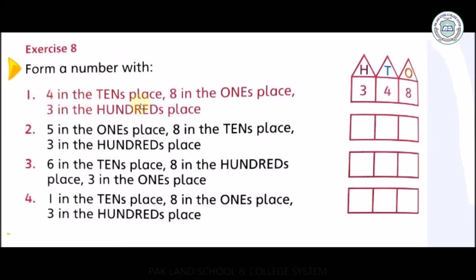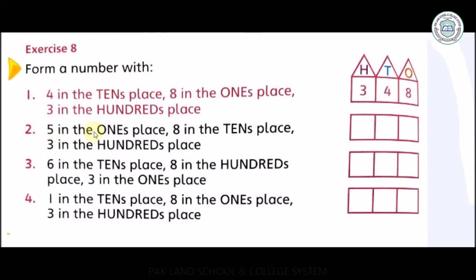4 we have written in the tens place. So we have to write 4 in the tens place. In the next, 8 is written in the ones place. So you cannot write the 8 in the hundred place; you have to write 8 in the ones place. And the third, 3 is in the hundred place. So we can write 3 in the hundred place. It is 348.